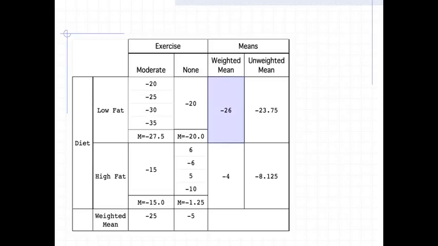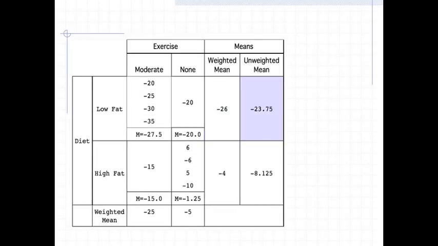The weighted mean for low-fat is computed as the mean of the low-fat moderate exercise condition and the low-fat no exercise mean, weighted in accordance with sample size. To compute a weighted mean, you multiply each mean by its sample size and divide by n, the total number of observations. Since there are 4 subjects in the low-fat moderate exercise condition and 1 subject in the low-fat no exercise condition, the means are weighted by factors of 4 and 1. Therefore, the weighted mean for low-fat is 4 times -27.5 plus 1 times -20, all divided by 5. This equals -26. The weighted mean for the low-fat condition is also the mean of all 5 scores in this condition. Thus, if you ignore the factor exercise, you are implicitly computing weighted means.